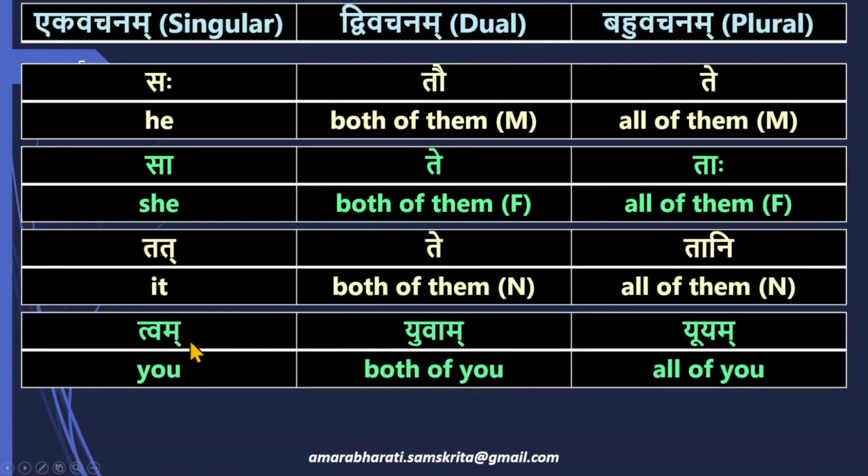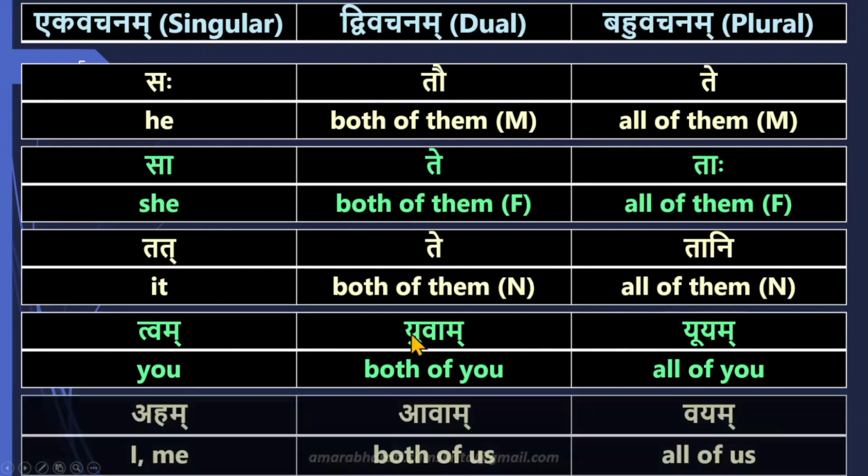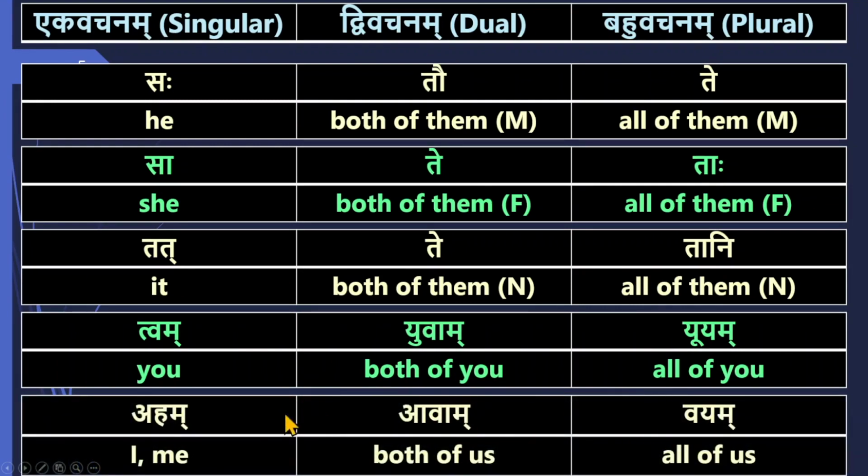Next, tvam yuvam yuyam. Tvam is you, singular. Yuvam is both of you, dual, and yuyam is all of you in plural. Next is aham avam vayam. Aham is I or me. Avam is both of us, which is dual. Vayam is all of us, again in plural. So the first column is all singular, second column is all dvivachanam, dual, and the third column is bahuvachanam, plural.